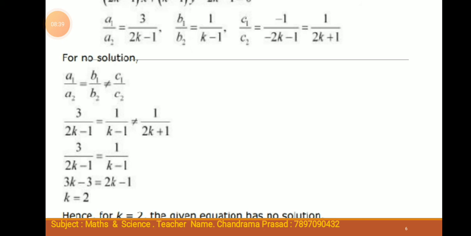Taking first and second, therefore it can be written 3 divided by (2k minus 1) equals 1 divided by (k minus 1). By cross multiplication, you can write 3k minus 3 equals 2k minus 1. On solving, you get k equals 2. Therefore, you can say that for k equals 2, the given pair of linear equations has no solution. This is the answer.